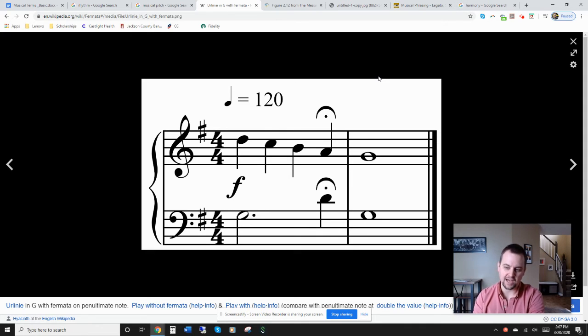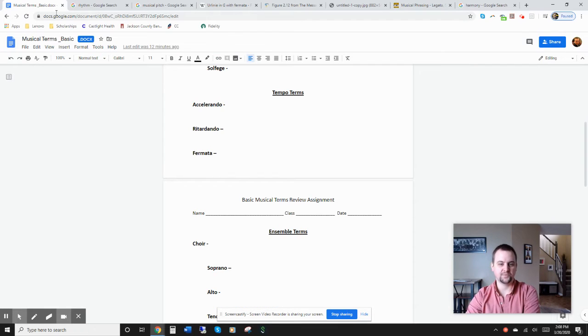So it can be a note, it can be a rest, but no matter what, hold it and watch the conductor for their gesture, and they will continue you on. Okay, so that is fermata.